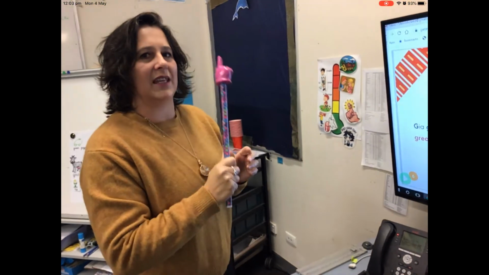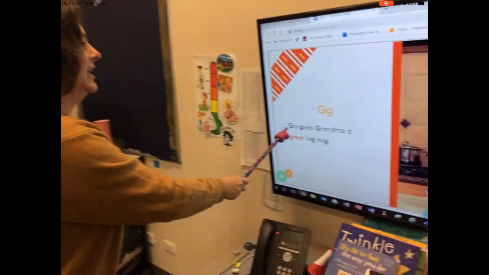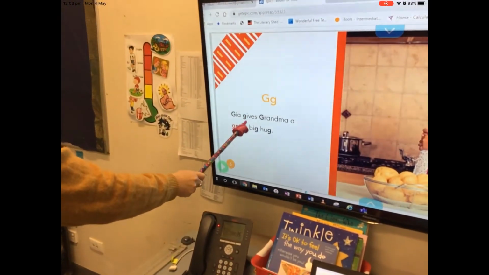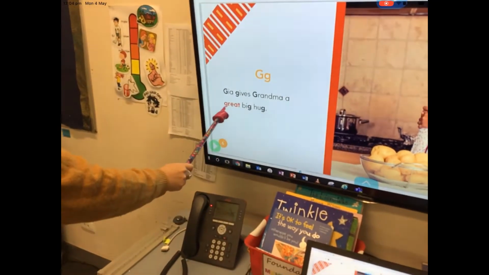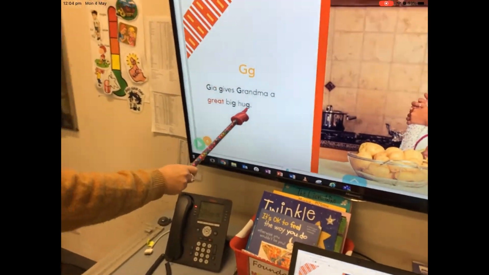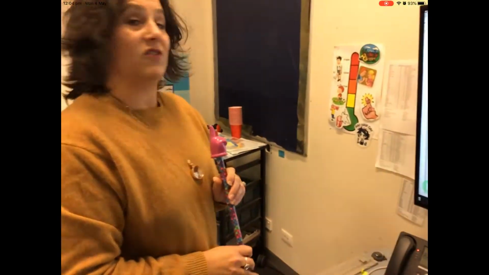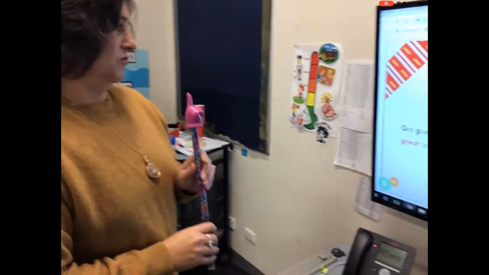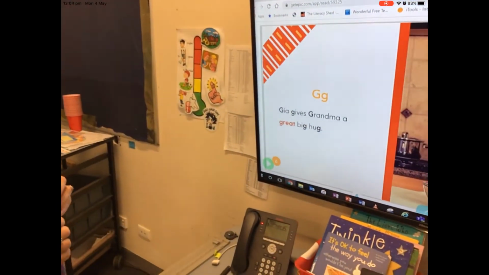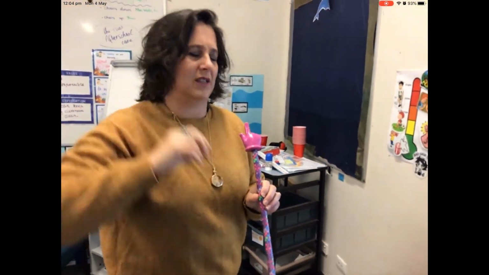I want you to have a think about what sound's going on here. Because that's Gia gives grandma a great big hug. Ooh, there's a lot of G's on that page. There is. One's making a J, and I think the others are making the G sound, which is what we're working on, the G sound.